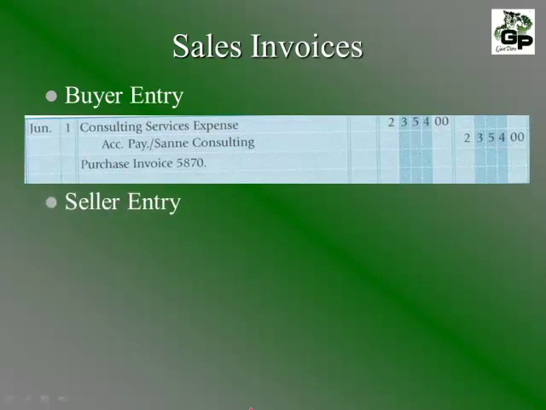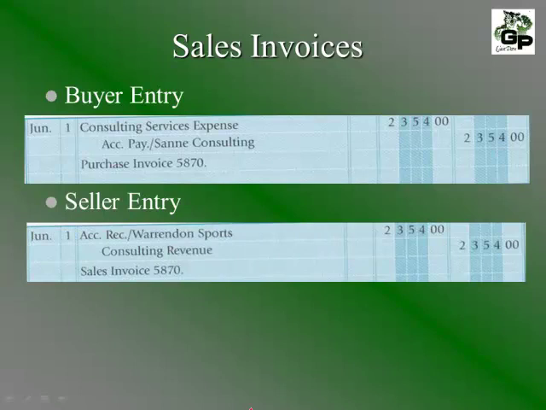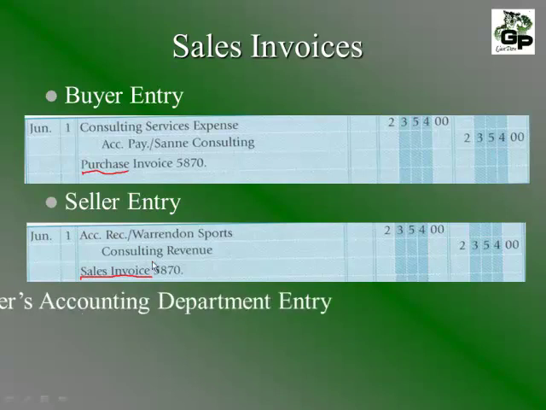Now the seller has the exact same transaction to deal with, but they have a different perspective. They have an accounts receivable to Warren and Sports for the same amount, $2,354. And they have revenue, which they have called consulting revenue, for the same amount. And their sales invoice is $5,870. Notice that the buyer calls it a purchase invoice and the seller calls it a sales invoice. It's the same document, but it's just based on their perspective.